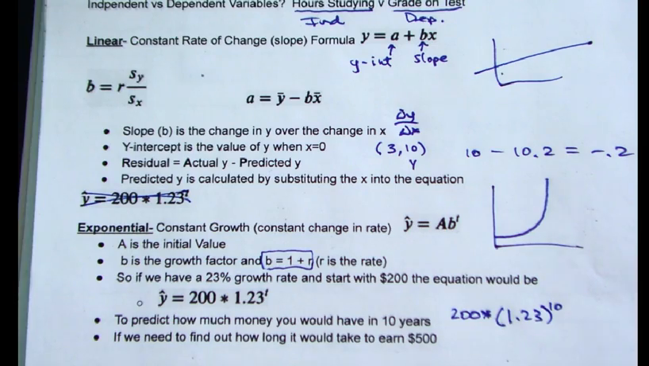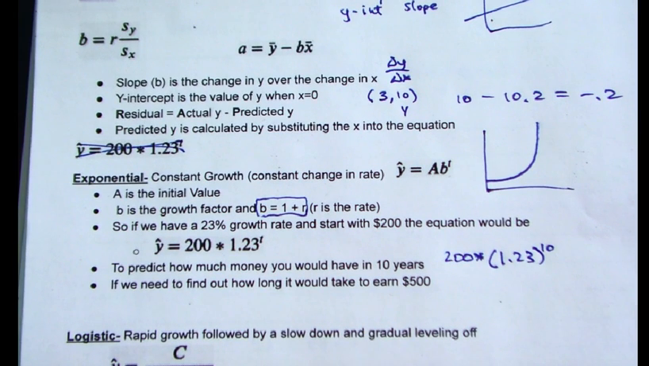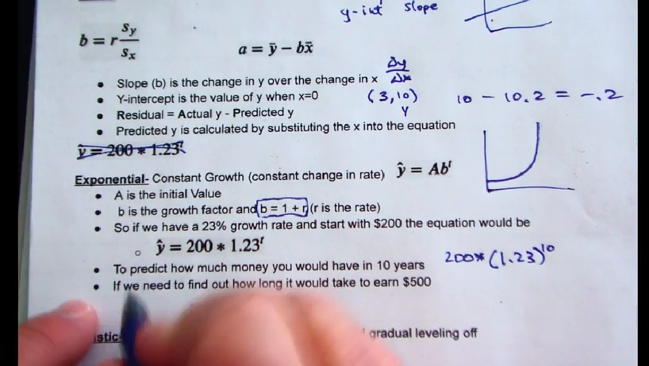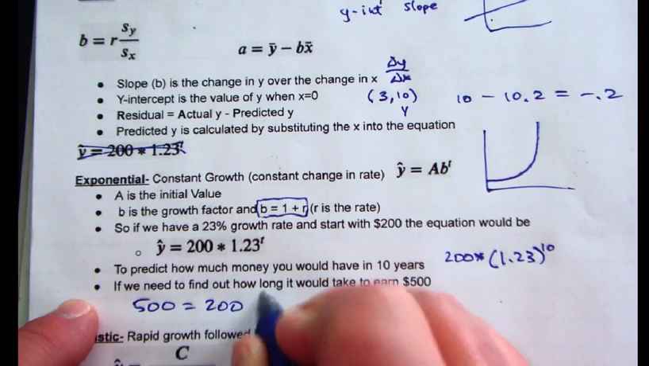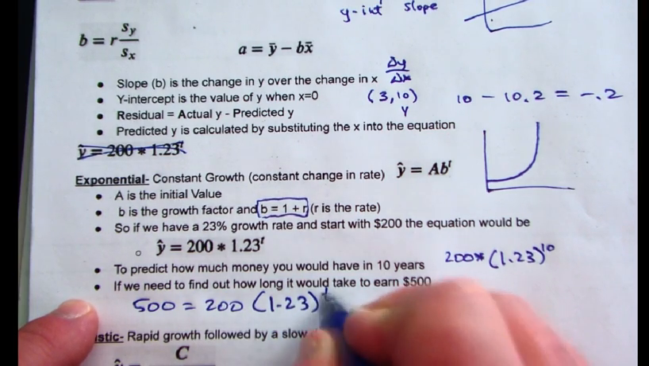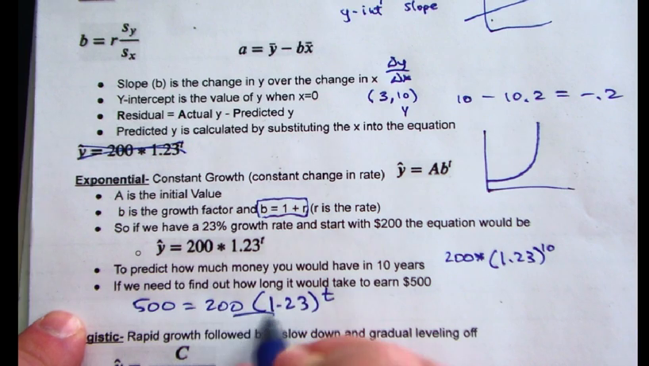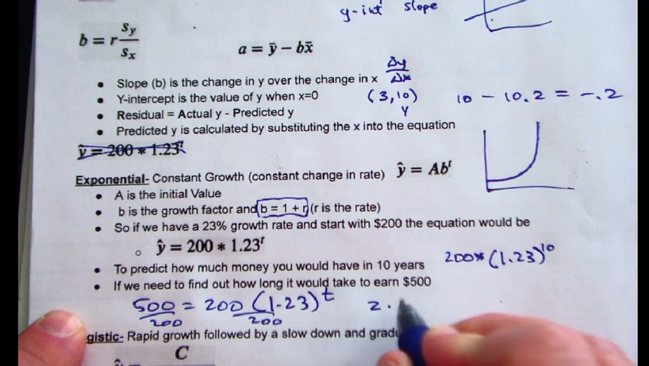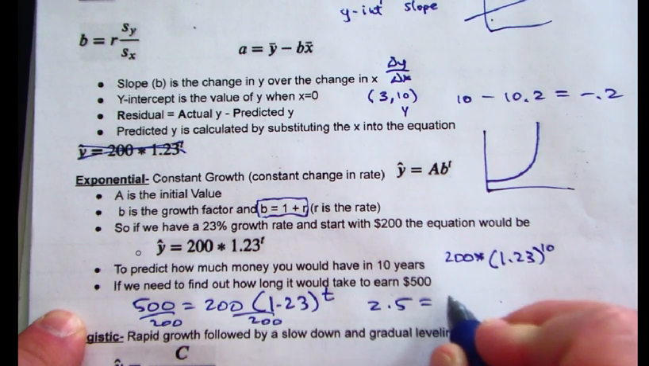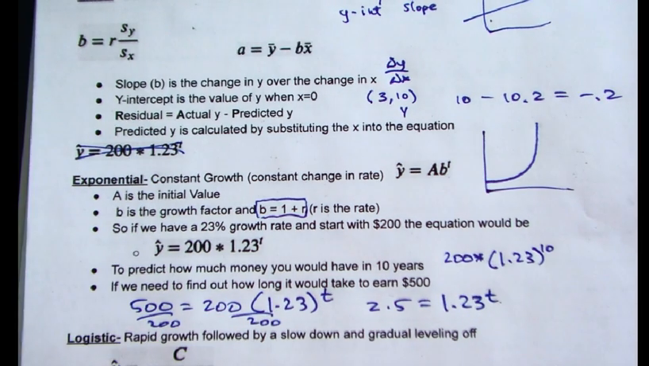Now, the other kind of equation we went backwards, right? So if we need to find out how long it would take to earn $500, that's when we had to use log. So we started out with 500 as our y, and we're trying to predict for t. Well, first thing we needed to do was divide here. We get 2.5 is equal to 1.23 to the t power.